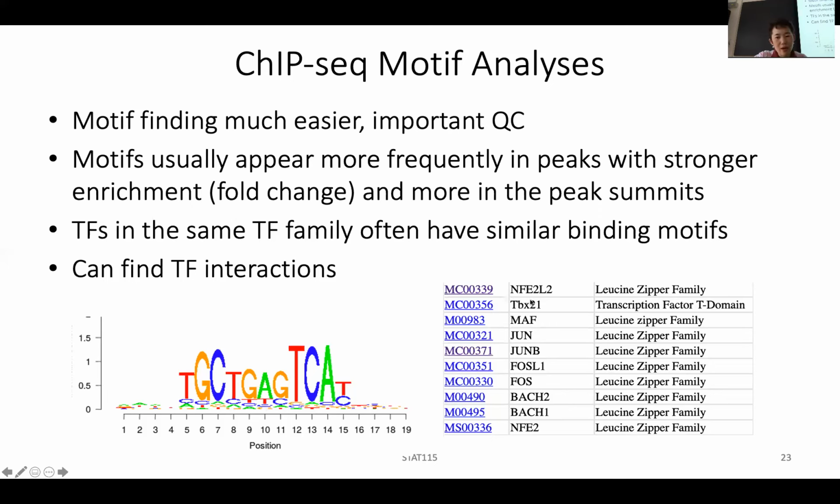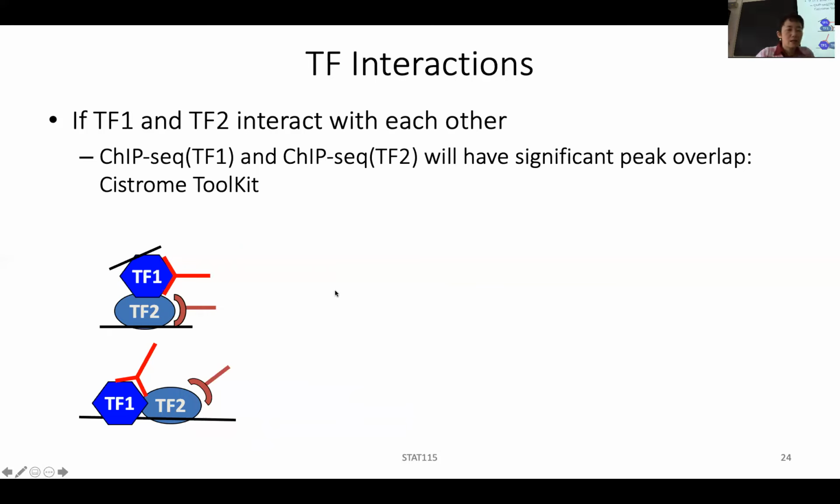And you can see all of them, the TF is different: JunB, Jun, MAF, TBX, Bach1, and NFE2. This one is a little strange, but all the rest are in the same leucine zipper family of transcription factors. And if you click on each of them, their motifs look quite similar. But you can use ChIP-seq to look at transcription factor interactions.